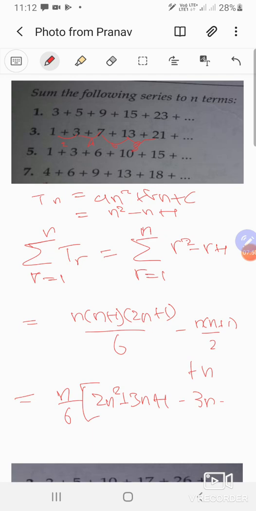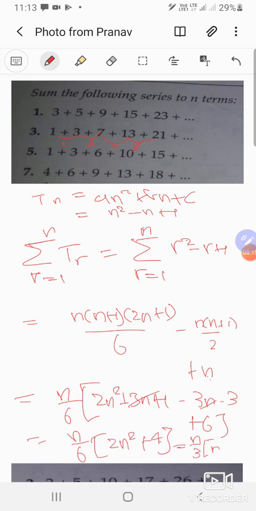Wait, why is this so similar to before? Okay, minus 3n minus 3, and you got this. So you want to have a 6 in the denominator, so that will give me 6 in the numerator, so that will be plus 6, just like that. So this cancels. You got 1 minus 3 is minus 2, so this is supposed to be equal to n by 6 into 2n squared plus 4, which is n by 3 of n squared plus 2. That's nice. Let's move on to the next question.